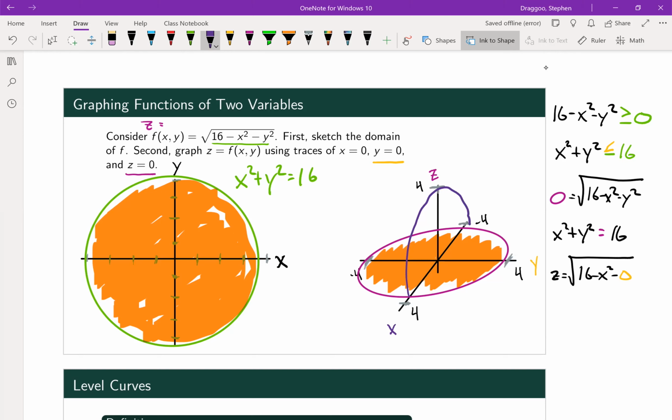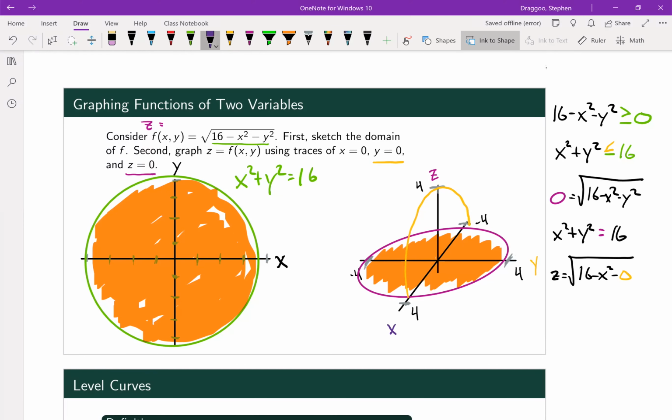So we get a trace that looks about like that. And finally, whoops, this is where y equals 0. I just did it in the wrong color. I wanted orange here. There we are.